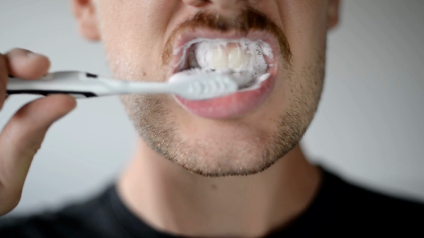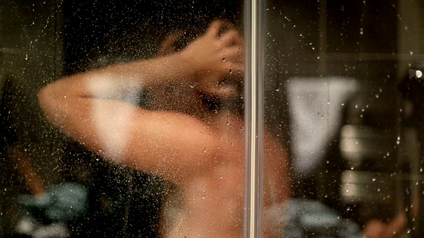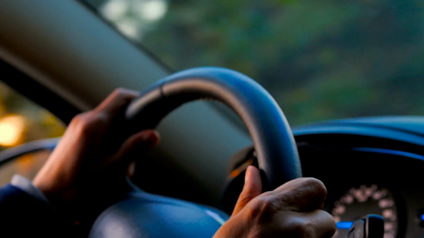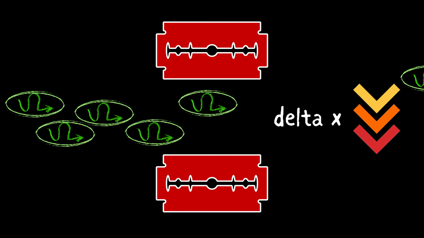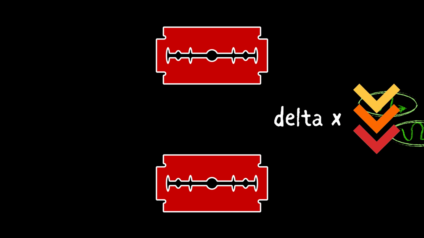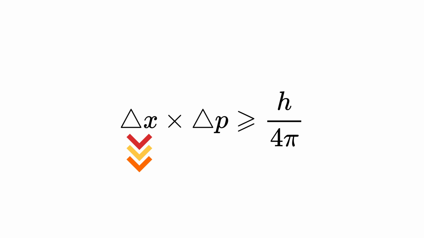In our everyday life, we don't normally notice this because everyday objects are much bigger than Planck's constant. But as we narrow the slit between the razor blades, we are decreasing delta x for those photons. We are getting more and more precise about exactly where the photons are passing through. Eventually, you hit a limit where narrowing it any further would break this uncertainty relationship.